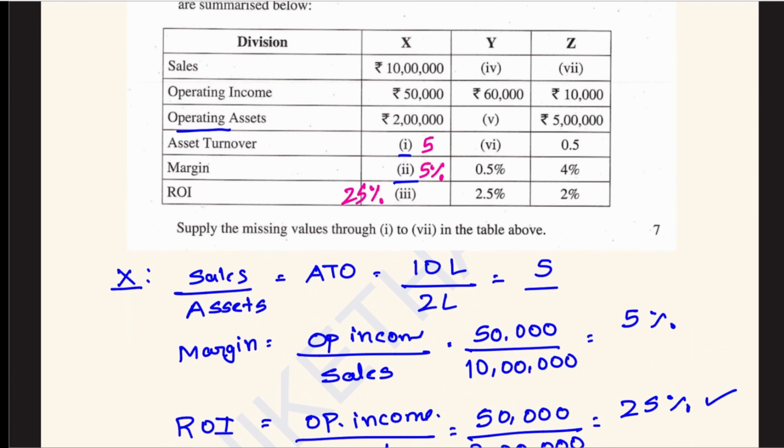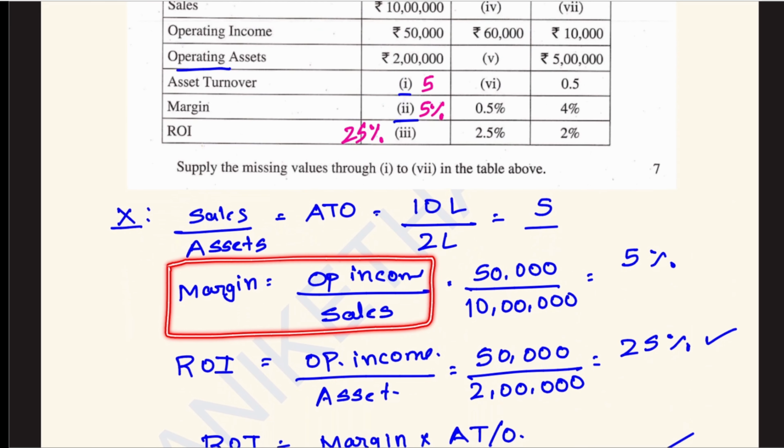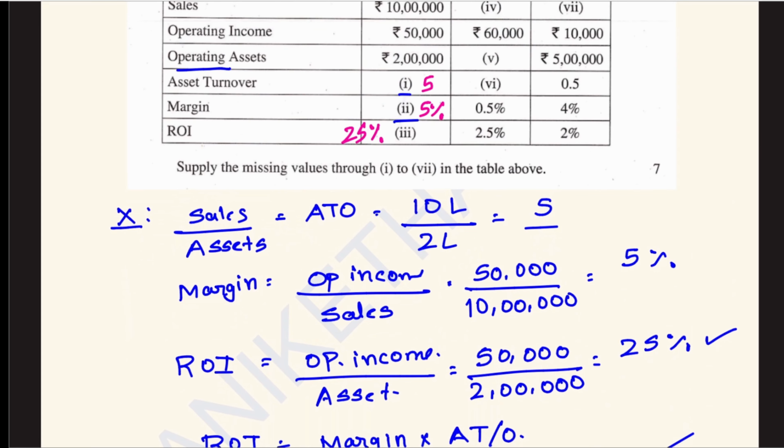Fourth one I have to find out sales. How to find out sales? Which equation you have to use? Now we will see. Also you have to find out operating asset and asset turnover. But margin is given. So let's say I have information of operating income and margin. What can I calculate? Margin is equal to operating income by sales. In this, margin is given, operating income data is given. That means I can calculate sales. So sales is equal to operating income divided by margin.